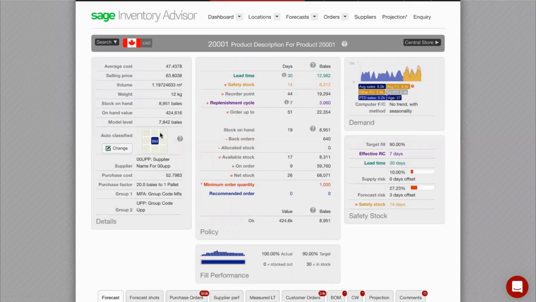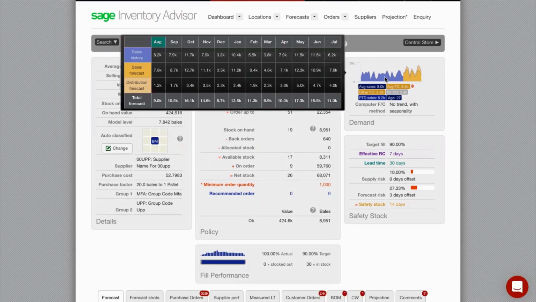Okay, here we have the auto classification, and this item is being classified as BM in that matrix that we were talking about. The supply information and groupings are all coming from your financial system as well. Okay, on the right over here, we can see the forecasting happening. So the computer forecast is no trend with seasonality. So you can see some seasonal spikes over there in blue, and the brown spikes, the sales forecast going forward.